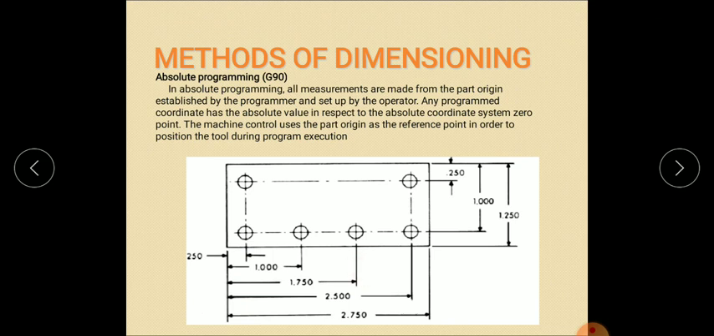So anything which is considered from a part origin to the desired point is nothing but absolute programming. Any program coordinates are given as absolute values with respect to the absolute coordinate system's zero point. The machine control uses the part program as a reference point in order to position the tool during program execution. So this is just one example of absolute programming.